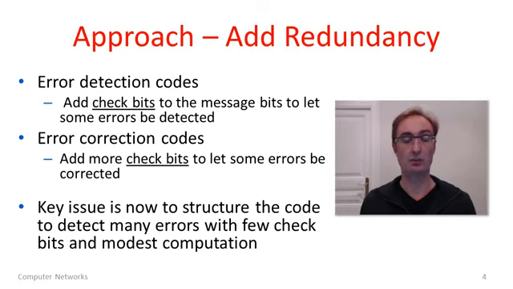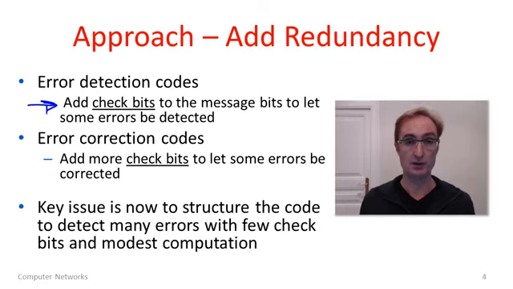To handle them, what we will need to do is add structure to the message by adding some redundancy. Only by adding some kind of redundancy and structure will we be able to recognize that the message doesn't look quite right, that something is wrong with it. With error detection codes, we add a little bit of structure in the form of check bits. We add these check bits to the message, and these check bits will then let us detect an error at the receiver, when an error has occurred.